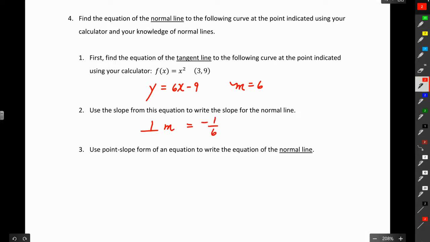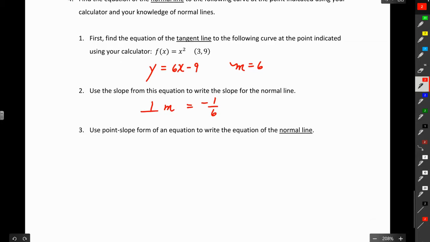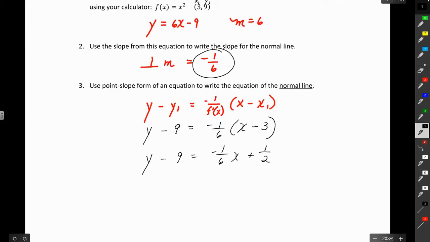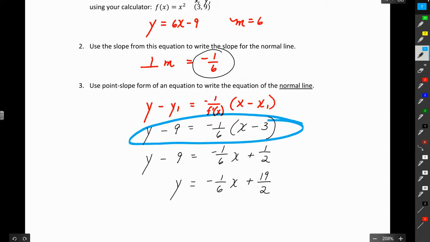-1/6. And now we can use that information to write in point slope form the equation of the normal line. So let's write point slope form first. We know our x1 value is 3 and our y1 value is 9. And the slope is -1/6. So we're just going to fill that in. And so that's our equation in point slope form. I'm going to convert it now to slope intercept form. All right, so either equation is an acceptable answer.